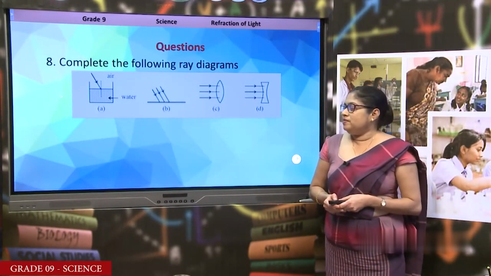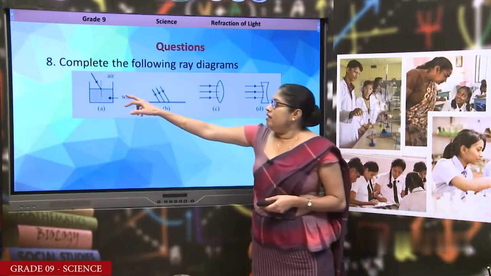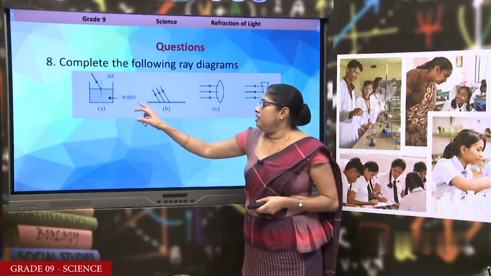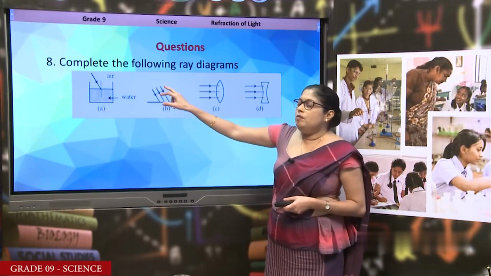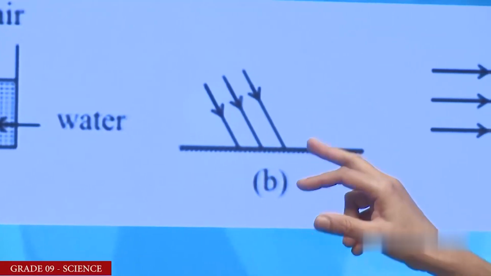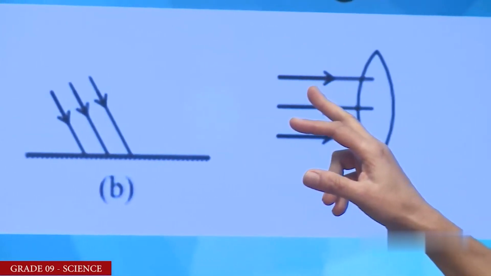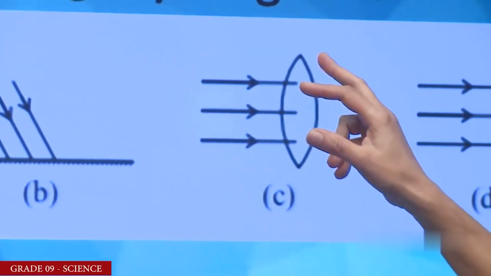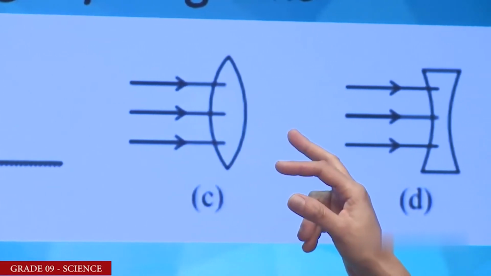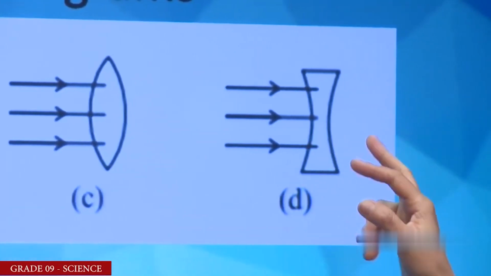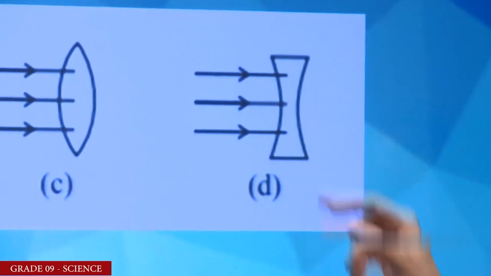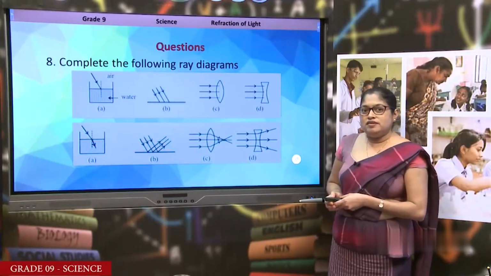Complete the following ray diagrams. You can see here light rays falling on the surface, so it should go in that way. In the second one, a parallel beam of light is falling on a plane mirror, so it is reflected as a parallel beam of light. And here a parallel beam of light is falling on a biconvex lens, so light rays are converging to one point, and in a biconcave lens parallel light rays are diverging. So, this is the answer.